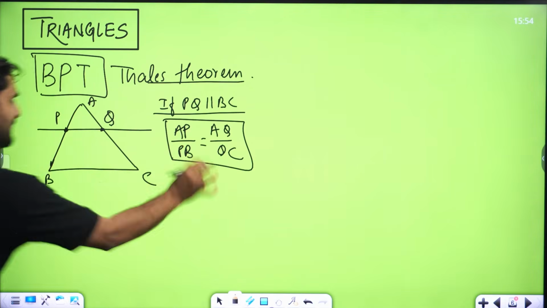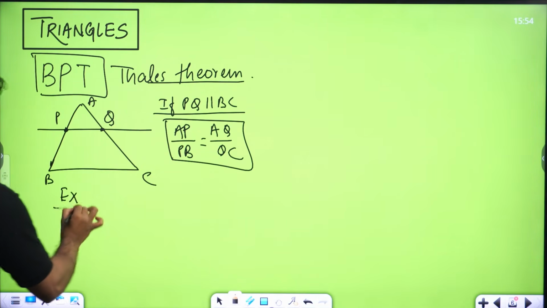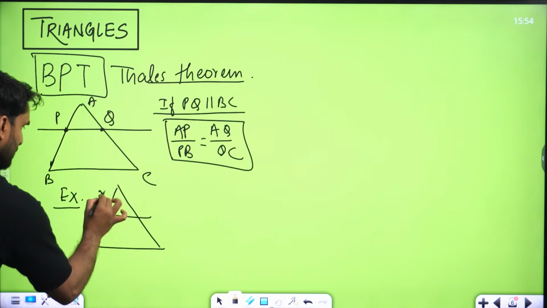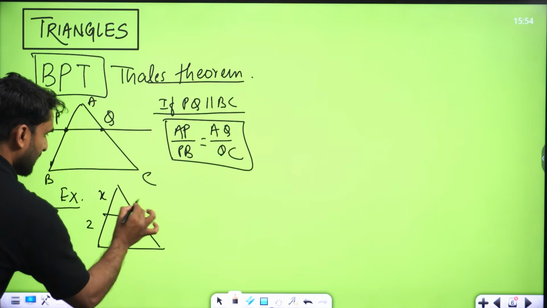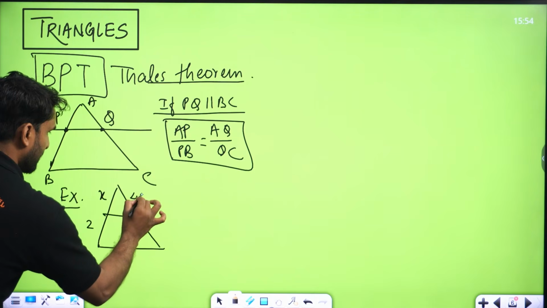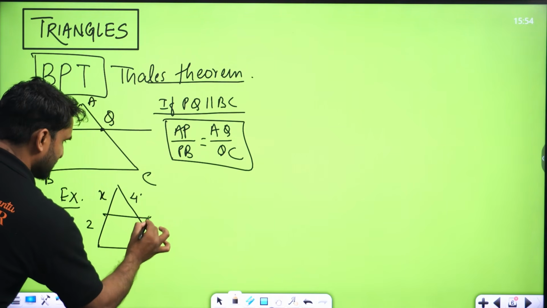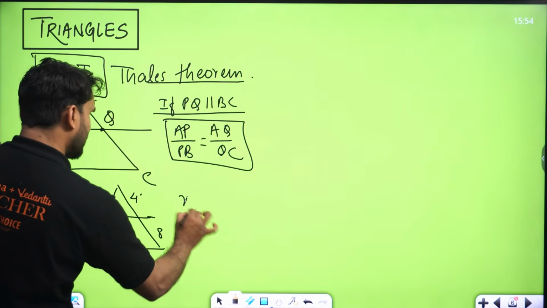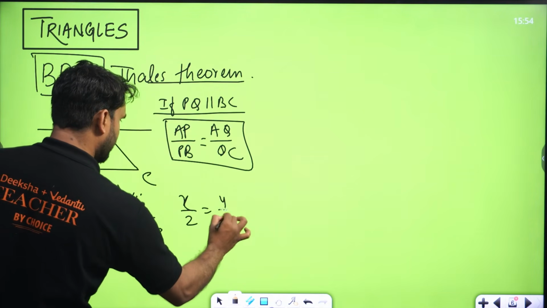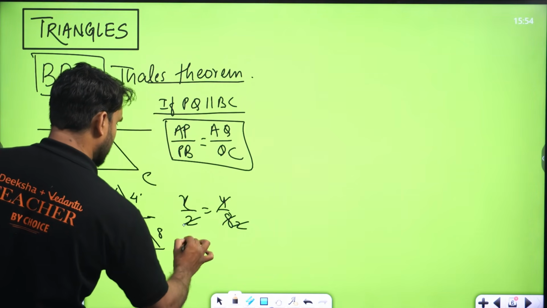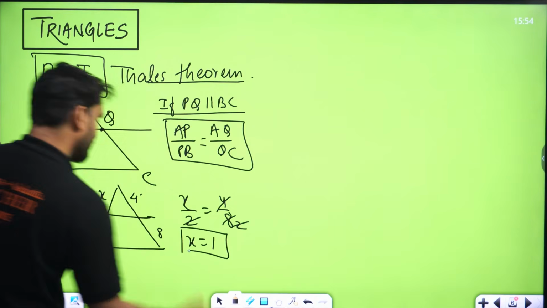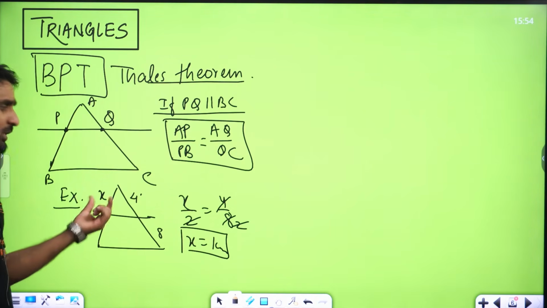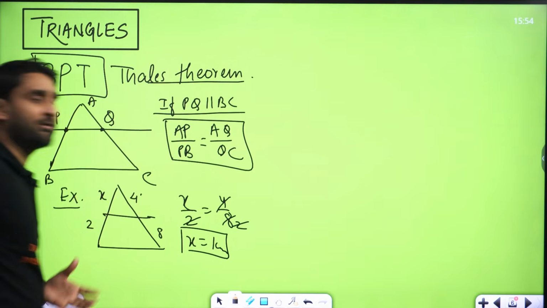This is an important formula. Like if I give you an example: find the value of x. This is x and this is 2, and this is 4 centimeter, and here 8 centimeter. So what will be the value of x? We can write x by 2 is equal to 4 by 8. 4 will cancel, 2 cancel, so x is equal to 1 here. Yes, this is the answer. If centimeter is there, we can write centimeter. This is the power of BPT.